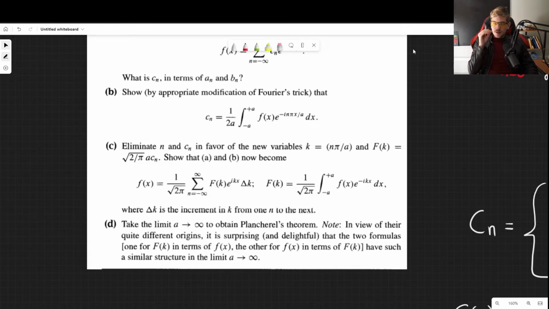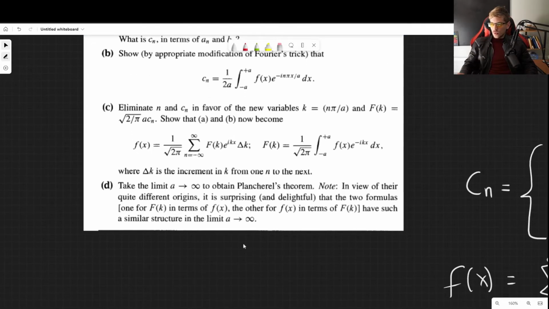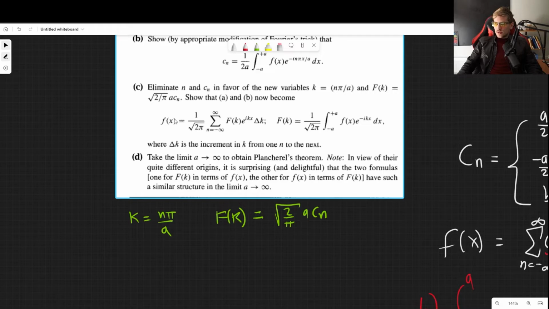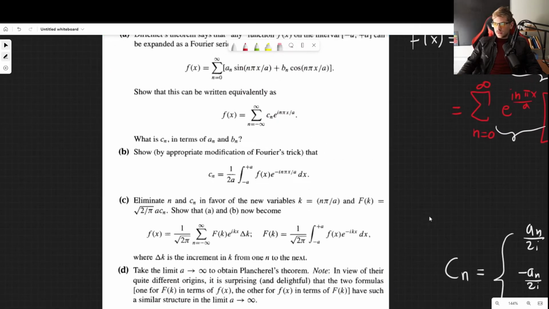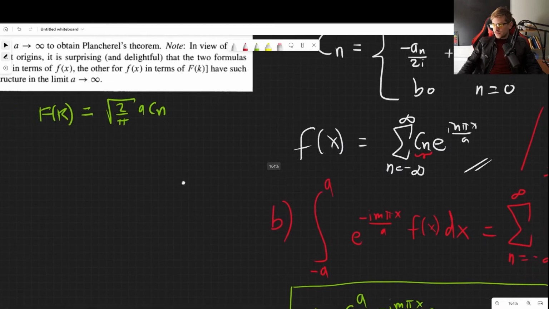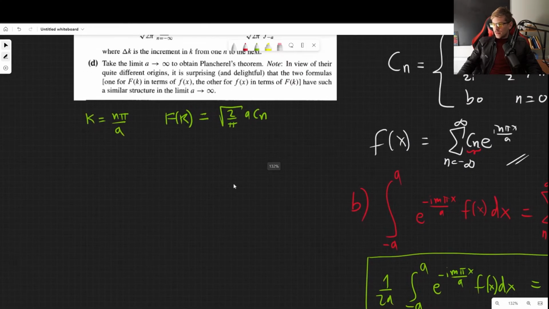So we're gonna define this variable that is not yet quite continuous, but will allow us to go there. So we are told to define the new variables. k is n pi over a, and f of k, which is square root of 2 over pi times a times cn, right? So using that, we now want to see what happens with what we found in part A and part B. So what we found in part A is right here. So this thing right there. Now let me try to see both at the same time. There we go. So let's plug this in here.